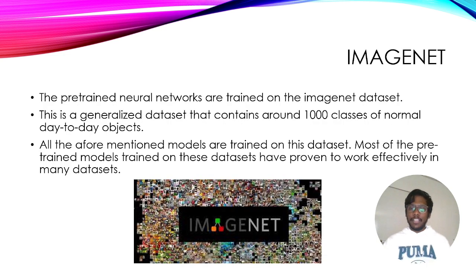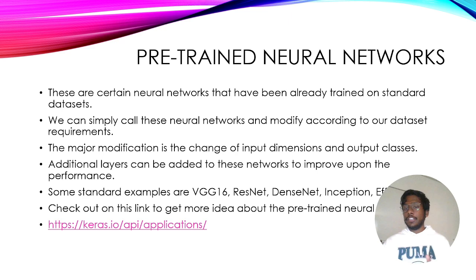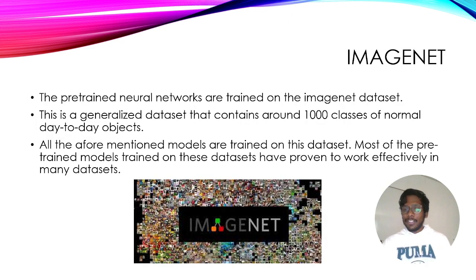This is what I mentioned, the ImageNet. It has 1,000 classes in it and millions of images, and the pre-trained models that I've mentioned here have been trained from scratch on this data, and the weights that you obtain are used on your project using transfer learning.